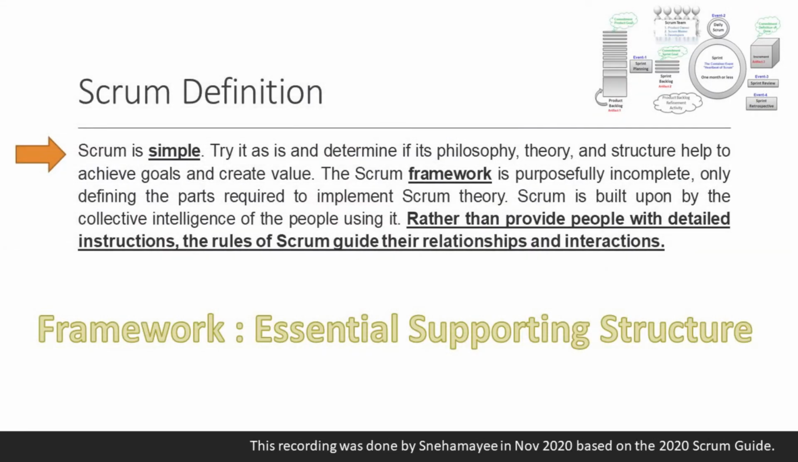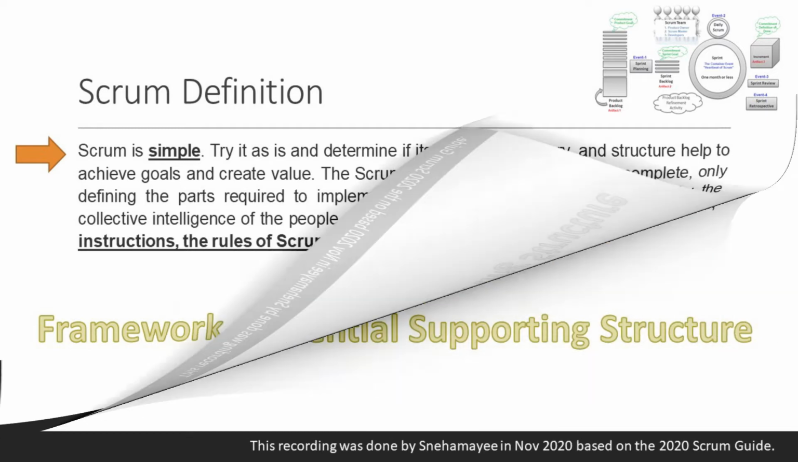Scrum is simple. Try it as is and determine if its philosophy, theory, and structure help to achieve goals and create value. The Scrum framework is purposefully incomplete, only defining the parts required to implement Scrum theory. Scrum is built upon by the collective intelligence of the people using it. Rather than providing people with detailed instructions, the rules of Scrum guide their relationships and interactions.